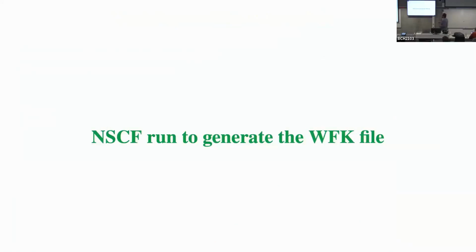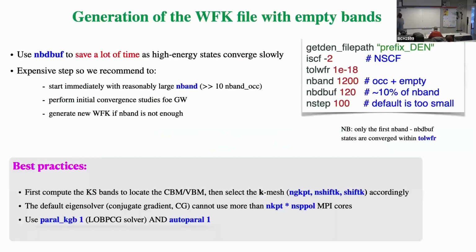Okay, now I would like to discuss the first step of the GW calculation, that is the generation of the wave function file, including empty states. This is the set of variables that are needed. So the idea is that, first of all, you perform a ground state self-consistent calculation with only occupied states plus some empty states, just to make the SCF cycle more stable. And after this step, you get the density file.